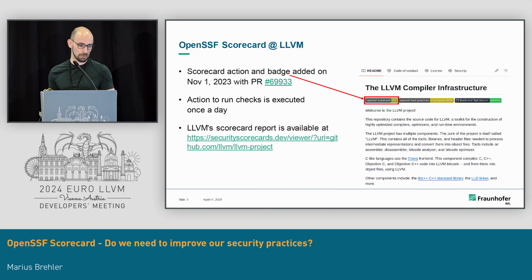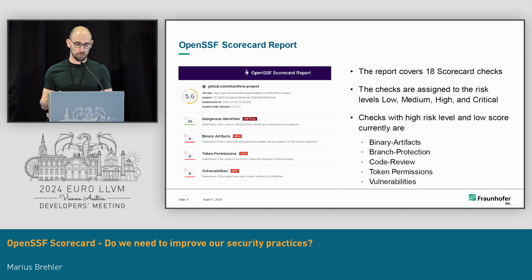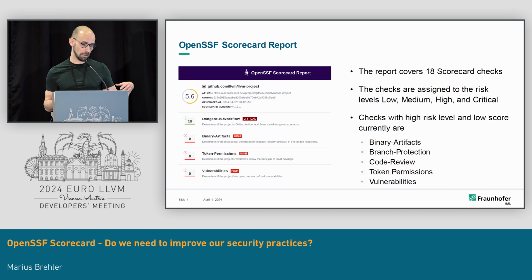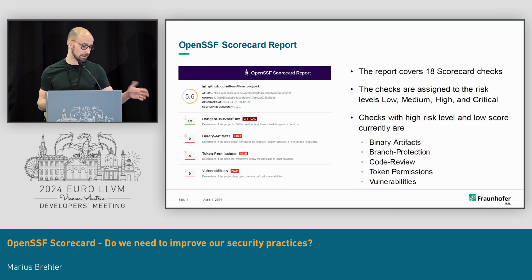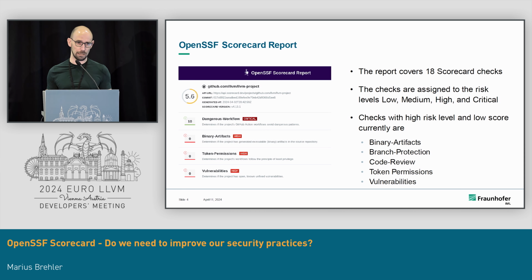And what does the report look like? It's actually like the following. There are 18 checks within scorecard. They have different security or risk levels assigned. When I took the screenshot, we had a 5.6. I think right now we have a 5.8 rating for the LLVM repository.